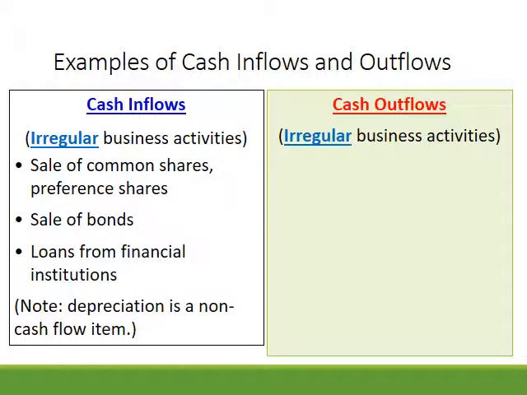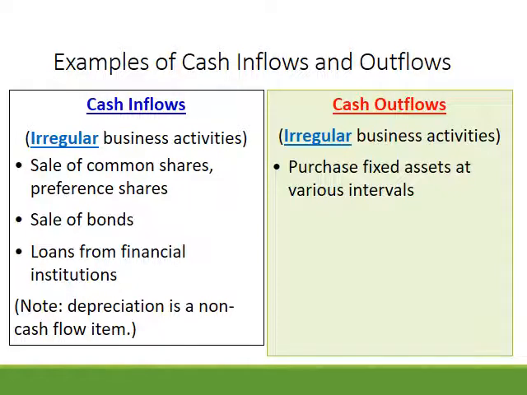Next, for cash outflow, irregular business activity, you purchase fixed assets at various intervals. So basically, here and there you buy. Maybe 2 years down the road you buy another fixed asset, because your business is expanding. Next, repayment of principal on loan. So basically, we pay back. You borrow money from the bank and you have to repay the principal.